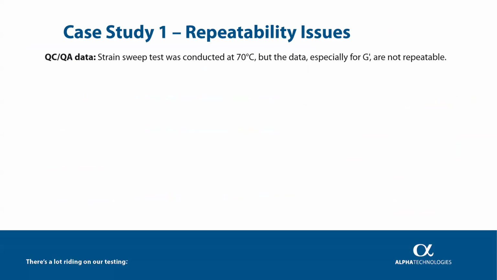So in case study 1, the QC/QA team reported repeatability issues during a strain sweep test conducted at 70 degrees C. The data, especially the storage modulus, which is G', was inconsistent.